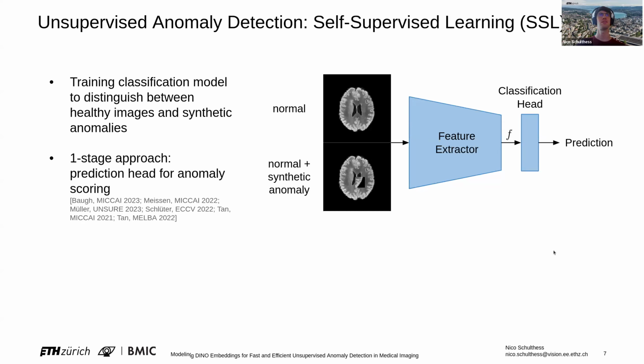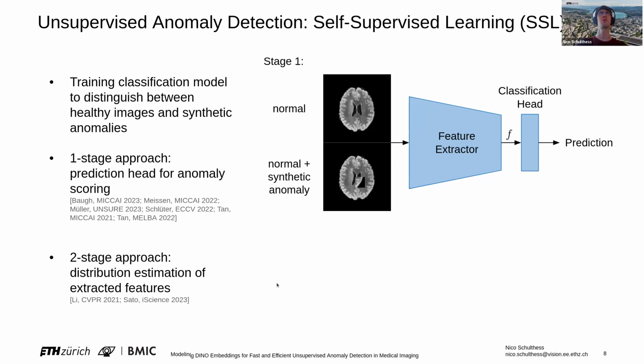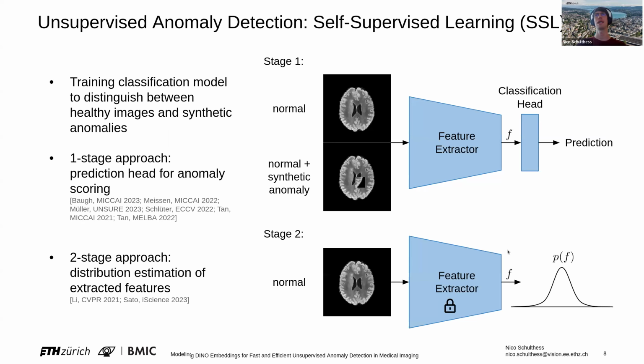And then there also exist two-stage approaches, where stage one is the training of the model, which is exactly the same. And then in stage two, the feature extractor is not trained anymore, and the statistics of the features extracted from all the normal images are estimated, and this distribution of the features is then used to score anomalies.